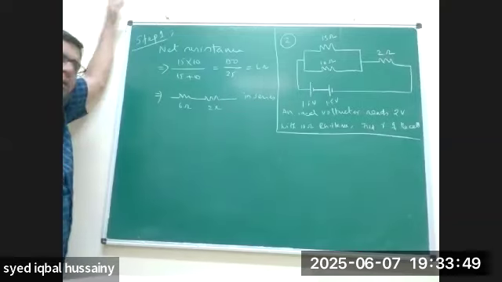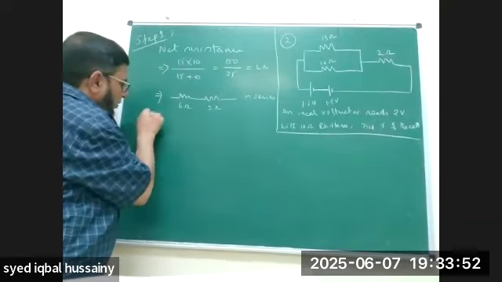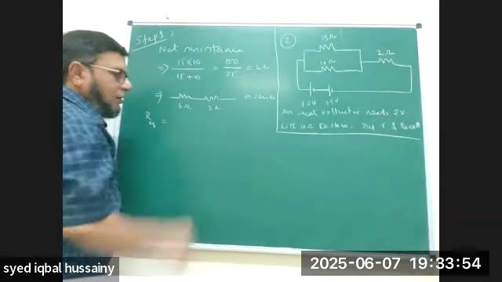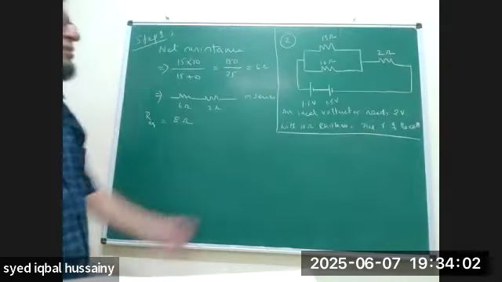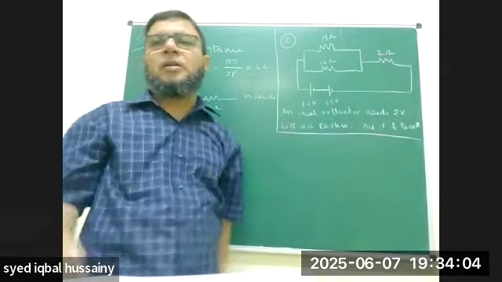Yes, what is the answer? R equivalent, resistance in series. 8. R equivalent is equal to 8 ohm. So with resistance in series we get 8 ohm.